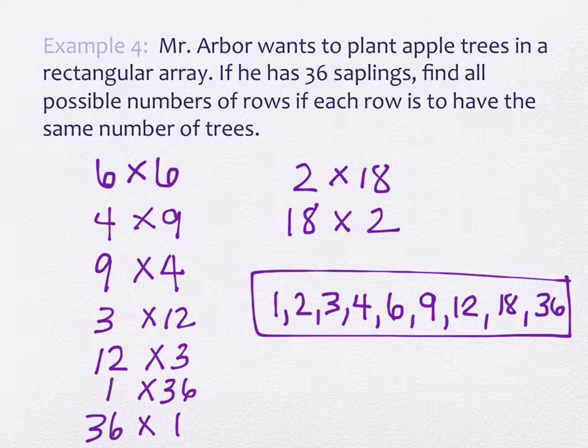Your work doesn't necessarily have to look like mine did. You could write them in pairs and not worry about reversing them, but you need to be careful when you give your answer that you understand that, for instance, if you wrote only 4 and 9 once, it's 4 rows or 9 rows possible.